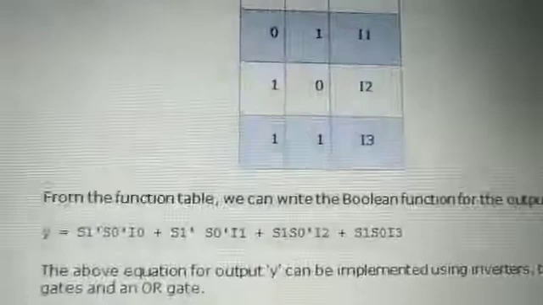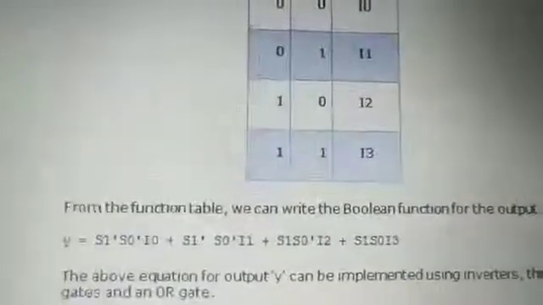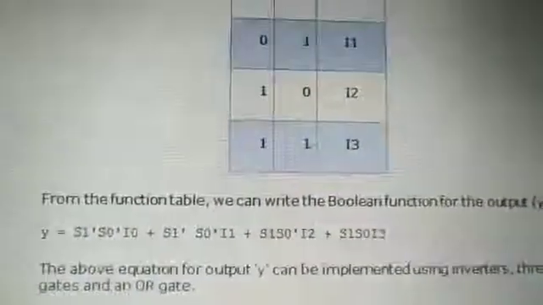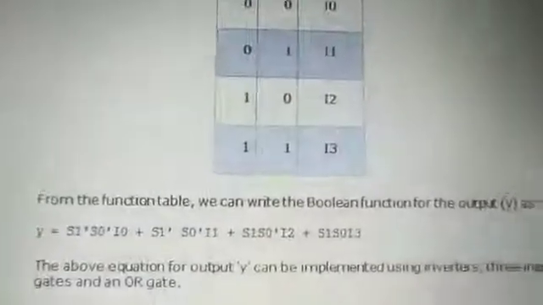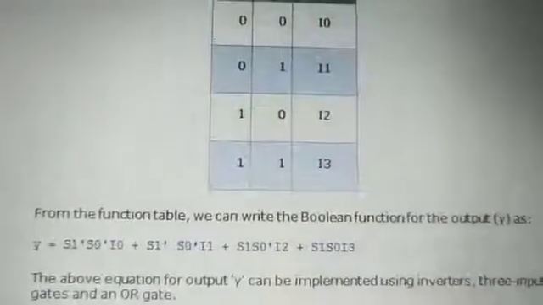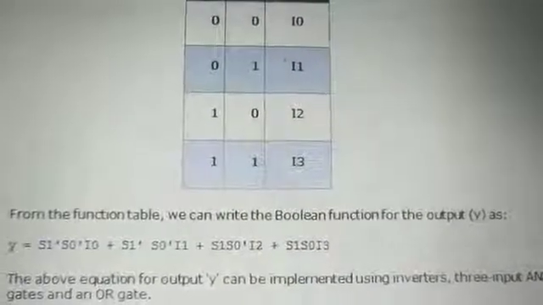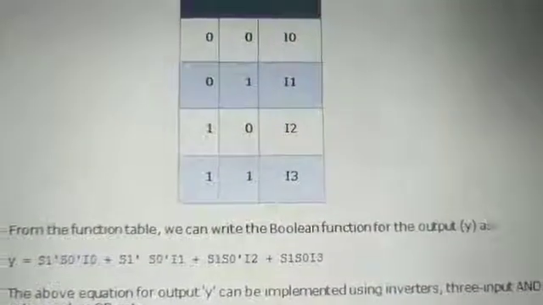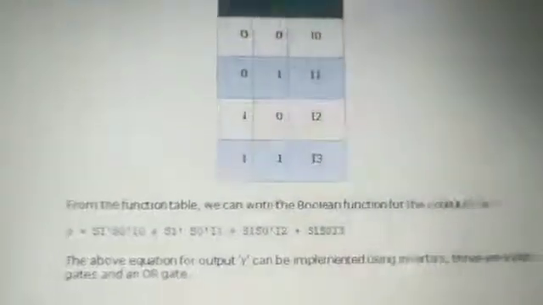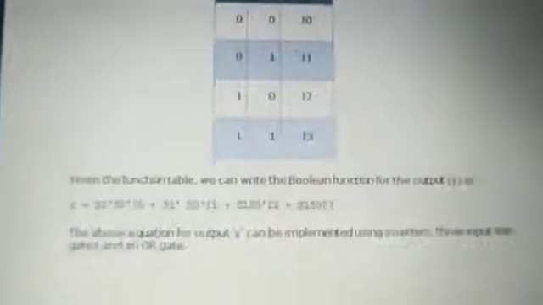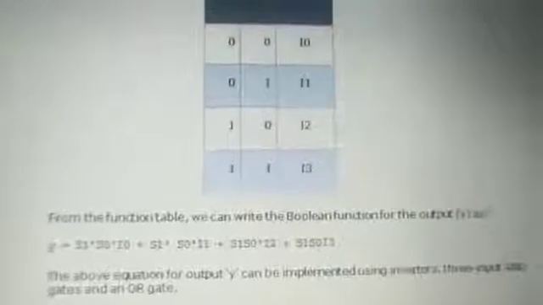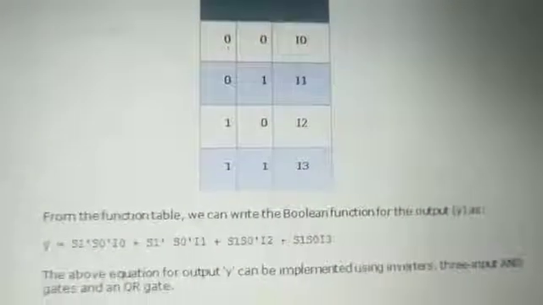So what will be the output Boolean expression? Y equals S1 bar S0 bar I0 plus S1 bar S0 I1 plus S1 S0 bar I2 plus S1 S0 I3. This is the total logical expression for the output. Depending upon this output expression, we will design our circuit diagram.